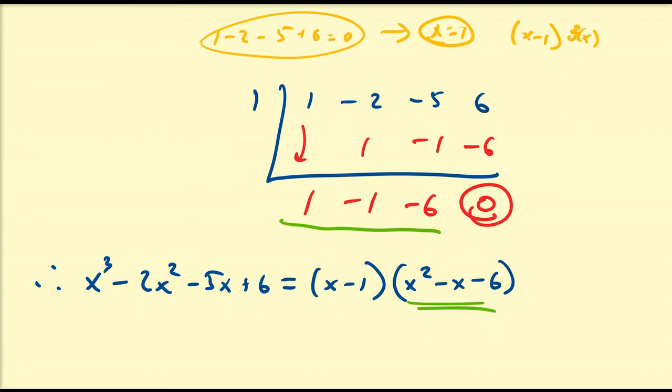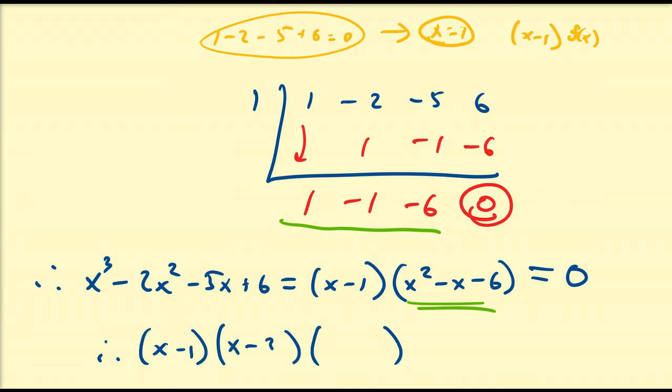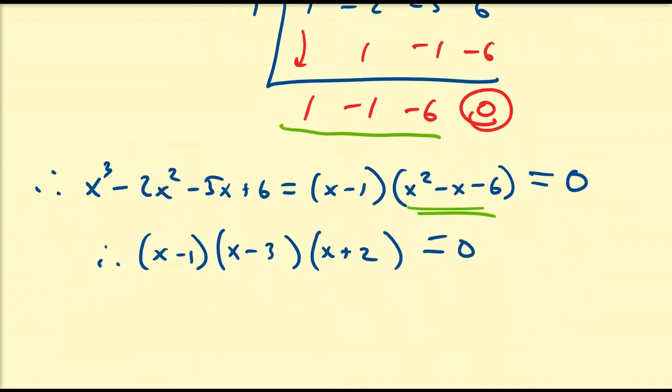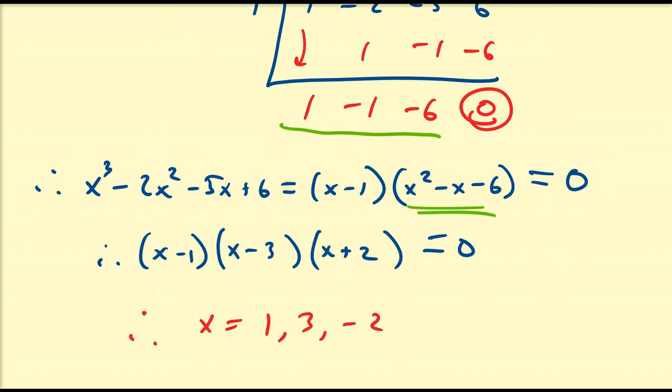Now my goal is to factor that if possible, because we still need to solve this, set this equal to 0. We should know that this factors nicely. Two numbers multiplying to get negative 6 and adding to get negative 1. That's going to be x minus 3 and x plus 2. So now our equation is completely factored. So we can say our three solutions are 1, 3, and minus 2.